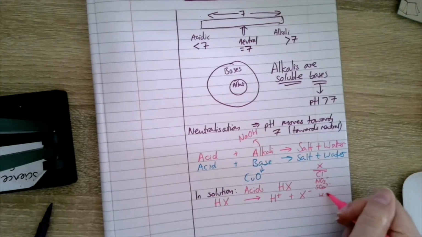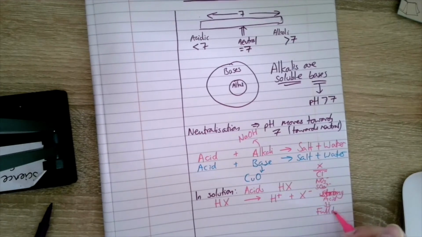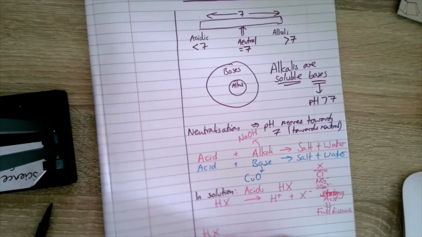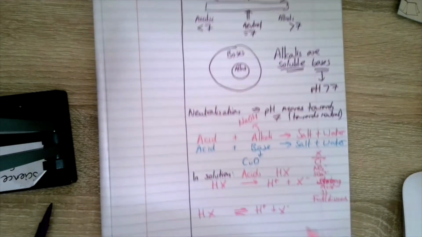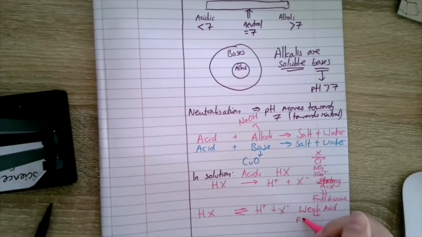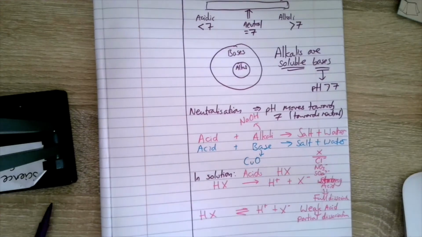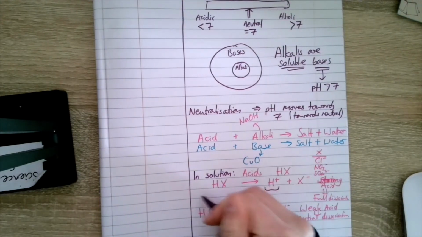This is an example of what happens for a strong acid. So for a strong acid, we have full dissociation. However, for a weak acid, we only get partial dissociation, and so it's in equilibrium. And so our acids, they are releasing hydrogen ions.